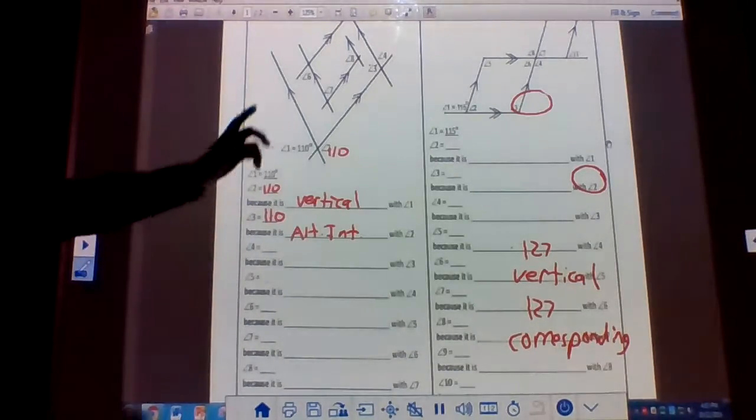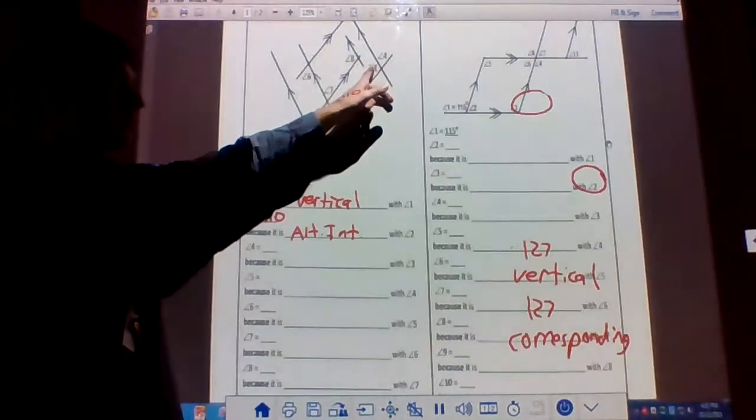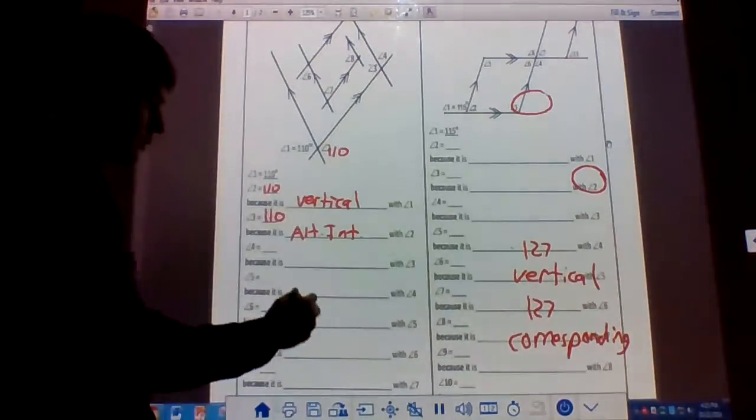3 and 4 are a linear pair. They have the same vertex. They're adjacent to each other, so that's going to be a linear pair.